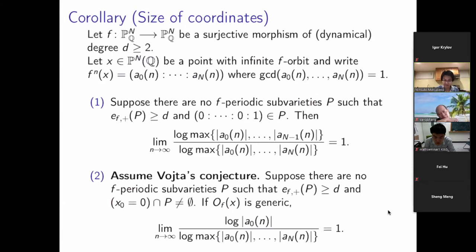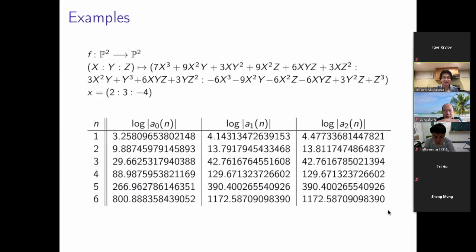Okay, so this is an example. You don't need to understand what the map is. This is a really complicated map. But by numerical calculation, looking at the point (2, 3, -4), the size of the log of the absolute value, which is more or less the number of digits of the coordinate, grows. The first coordinate grows like this, and the second and third coordinates grow faster and faster. And this map actually satisfies the assumptions of the first corollary.